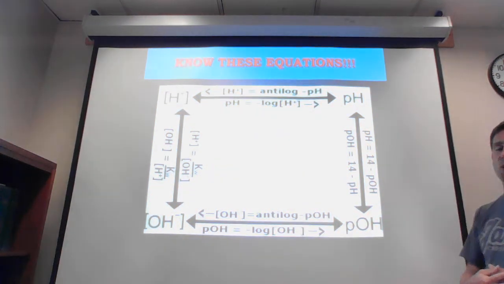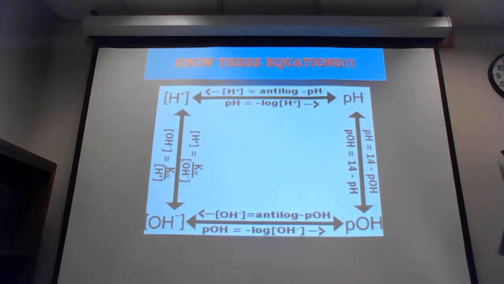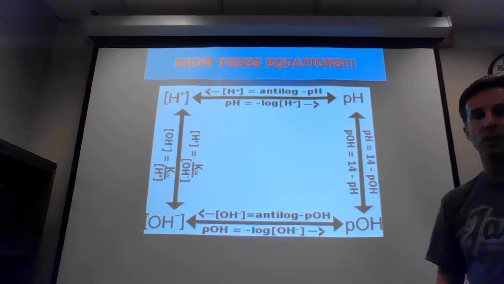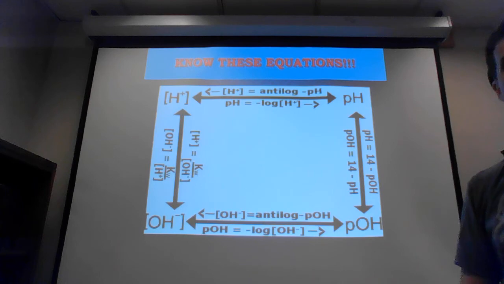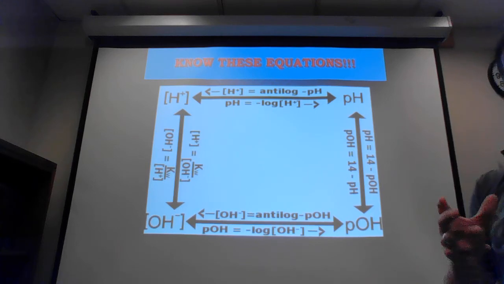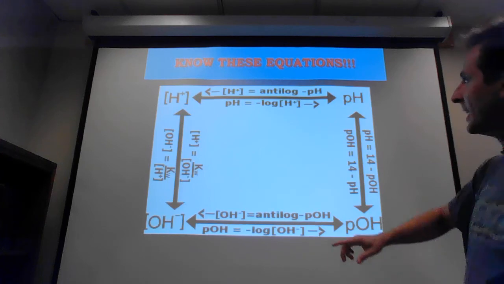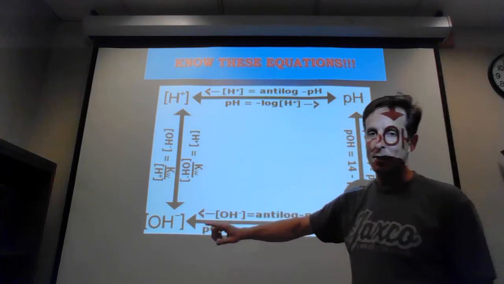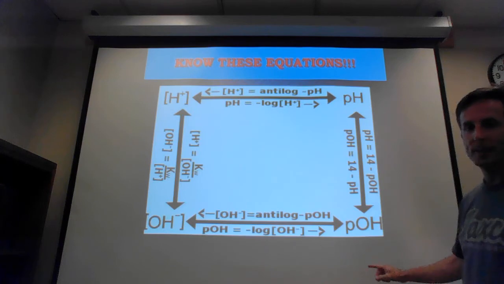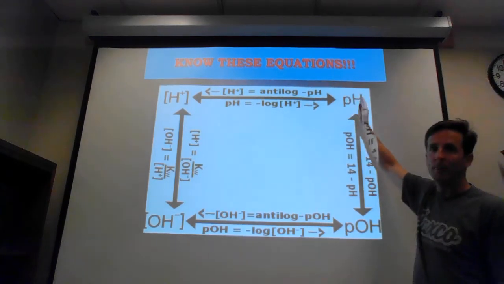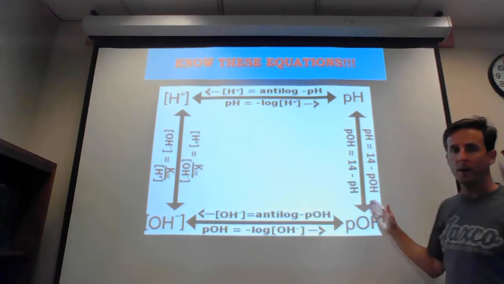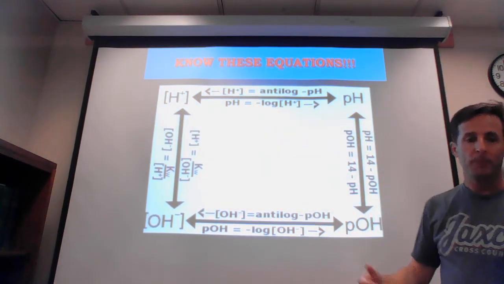Okay? So let's just say I gave you the pH of a bottle of lemon juice, and let's say the pH was 2.5. I might ask you to calculate in that solution what's the H plus concentration, what's the hydroxide concentration, and what's the pOH. If I give you the pH as 2.5, you should be able to work your way around this square to find all the other numbers.